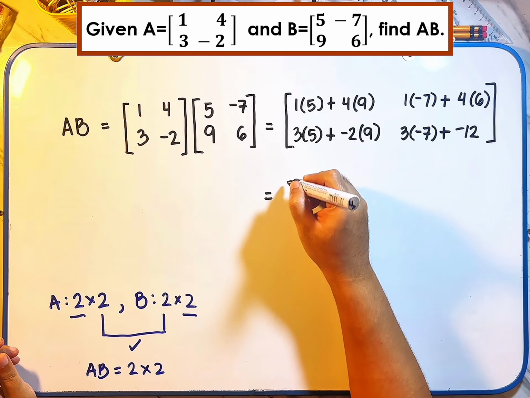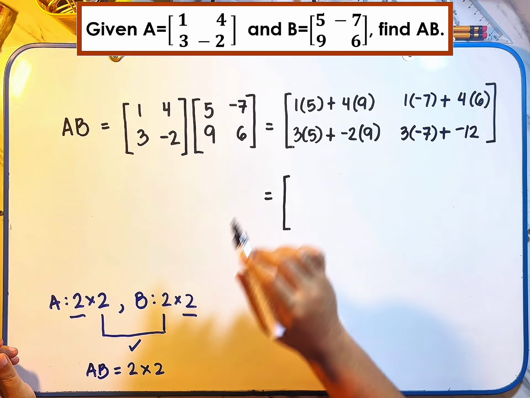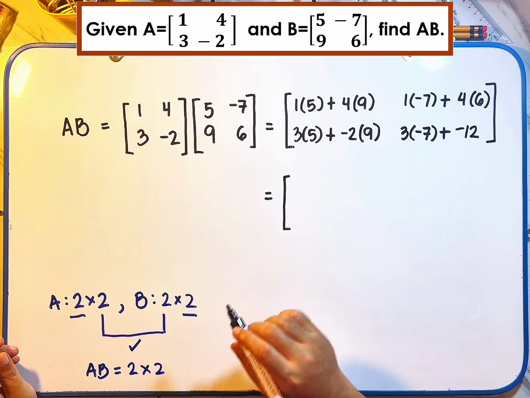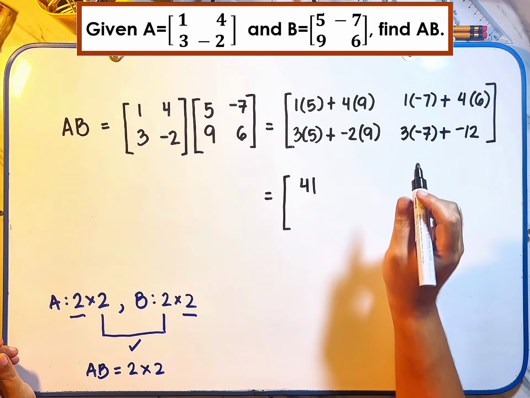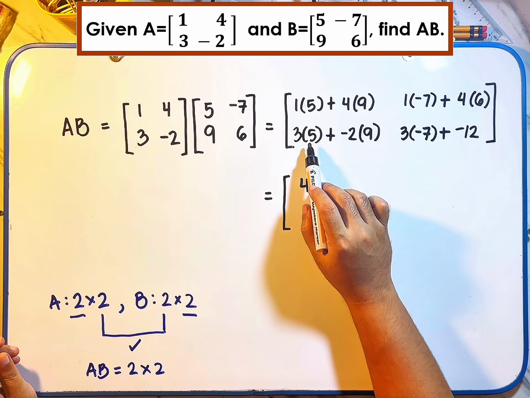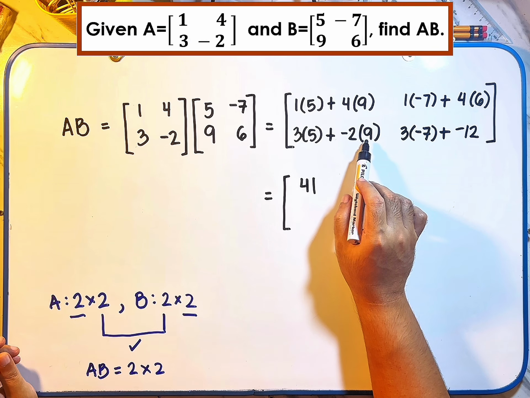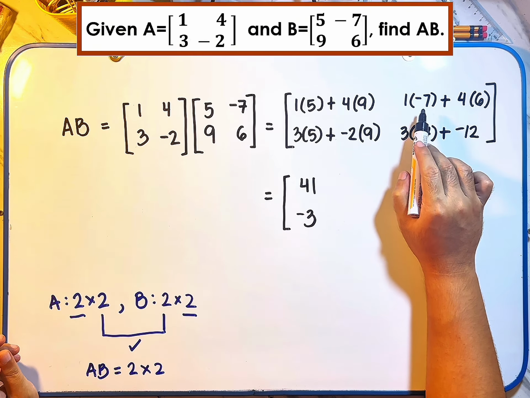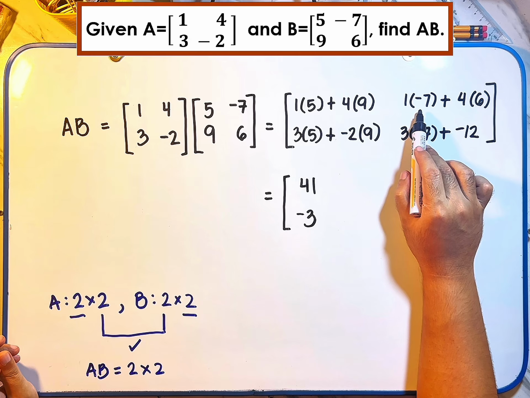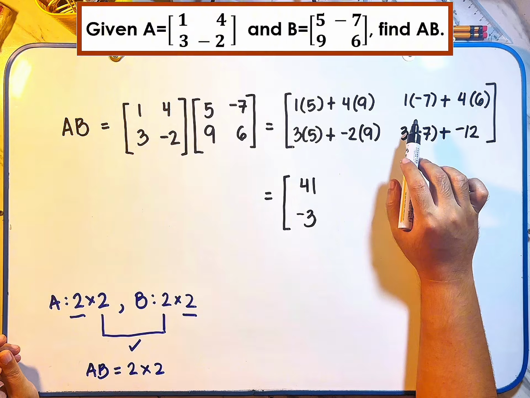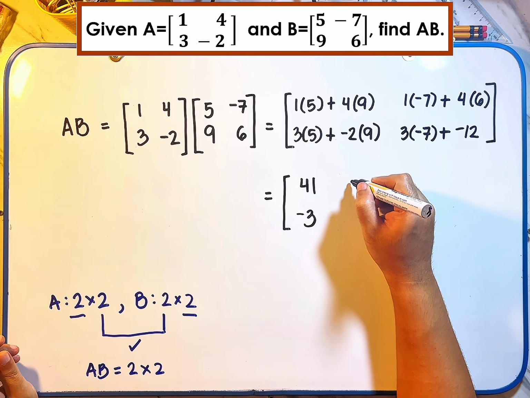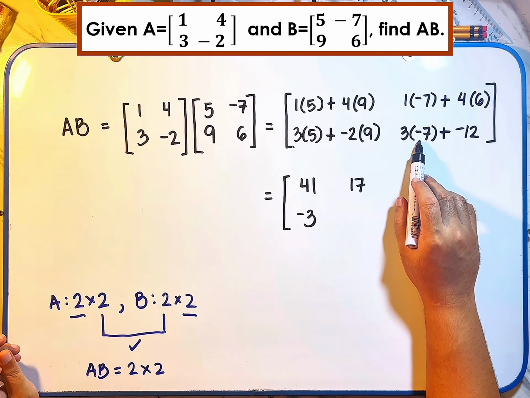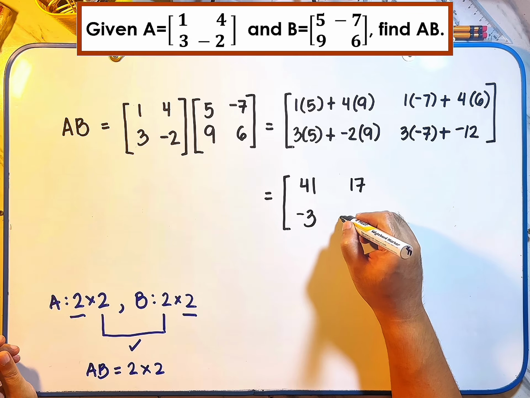And we just have to simplify. 1 times 5 is 5, while 9 times 4 is 36. So 5 plus 36, that's 41. Next, 3 times 5 is 15, while negative 2 times 9 is negative 18. So positive 15 minus 18, that's negative 3. Next, 1 times negative 7, plus 4 times 6, 24. So negative 7 plus 24, that's 17. And lastly, 3 times negative 7, negative 21, plus negative 12, that's negative 33.